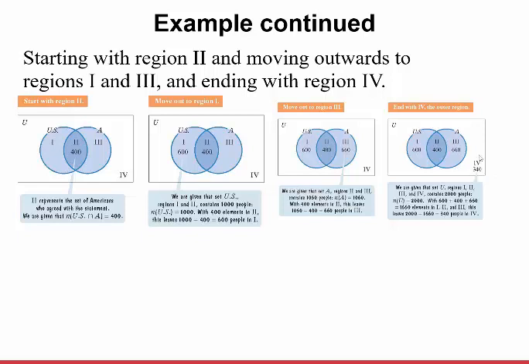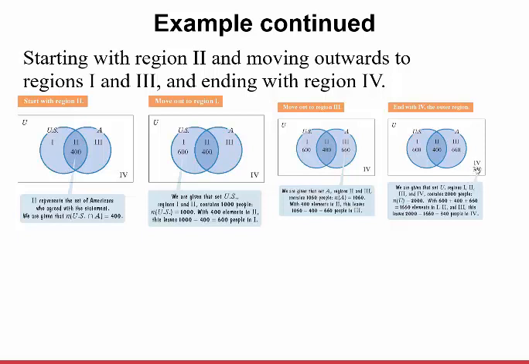Now I have to figure out the people in region 4. This would be outside, neither being US nor agree, so basically Mexicans who disagree, people of Mexican nationality who disagree. We are given that the set U, regions 1, 2, 3, and 4, contains 2,000 people. We already know that 600, 400, and 660 sum to 1,660 people. So 2,000 minus the people I've accounted for leaves 340 people in region 4.